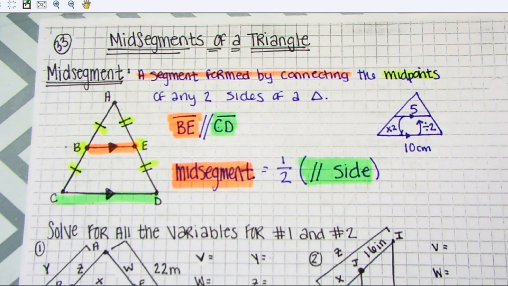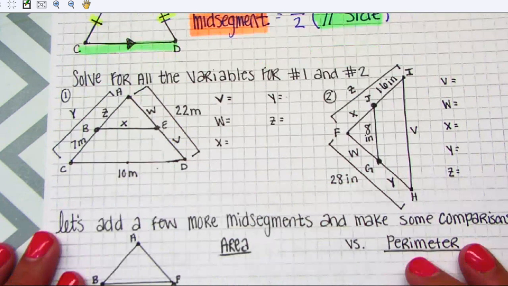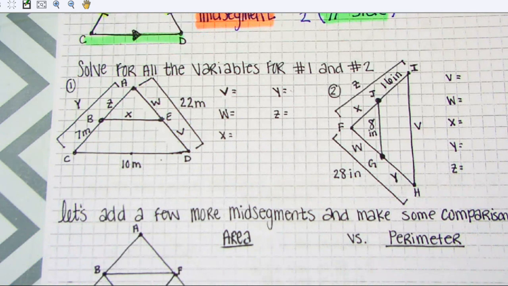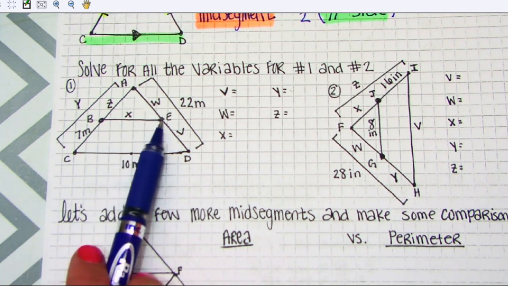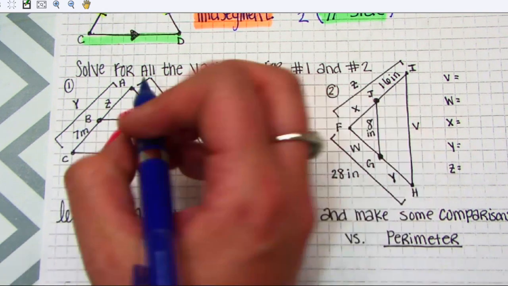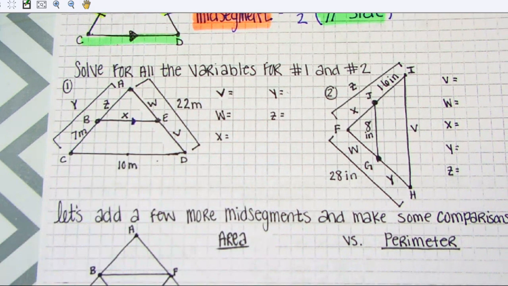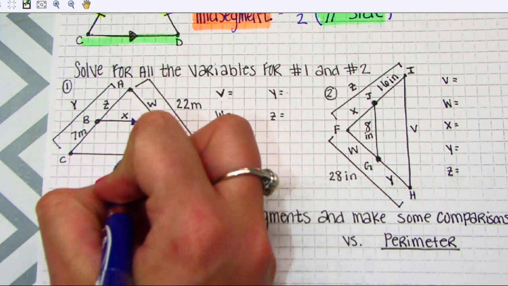Okay, number 1. We want to solve for all our variables. What does segment BE represent? What do we call this segment, BE, right here? Midsegment. Okay. The midsegment is parallel to what side of our triangle? Parallel means they're going the same direction. They're not crossing. CD. So we're going to put arrows because arrows mean parallel.